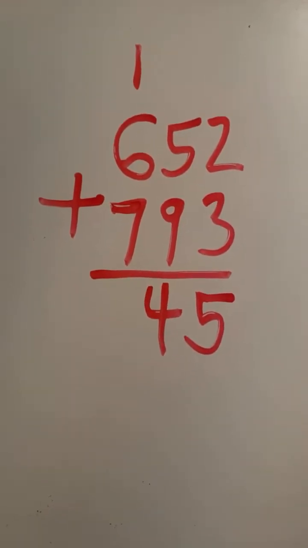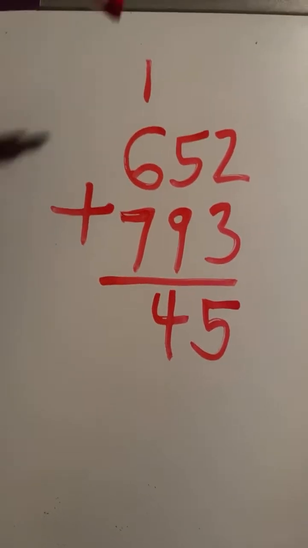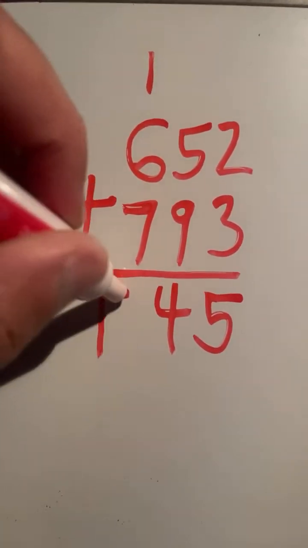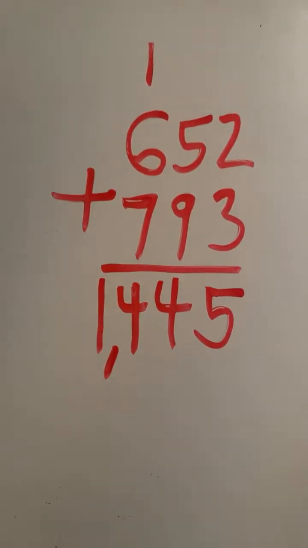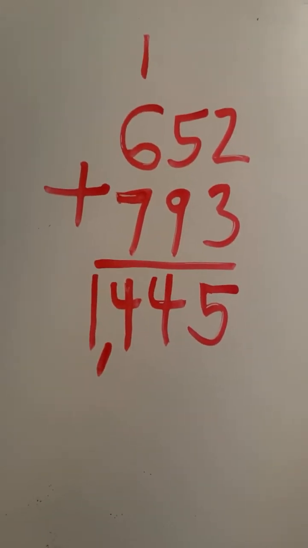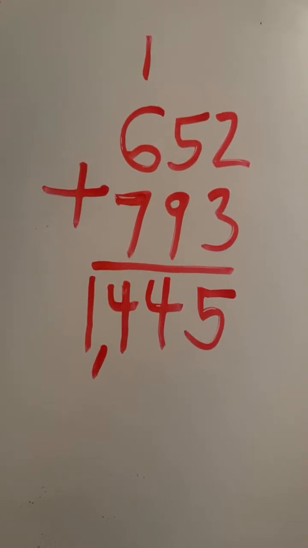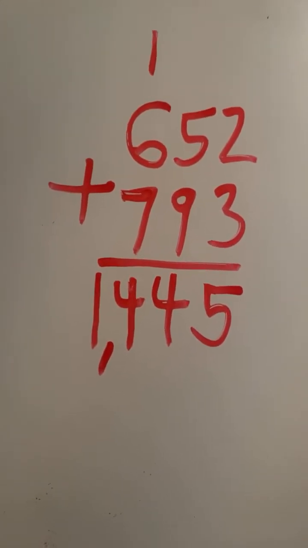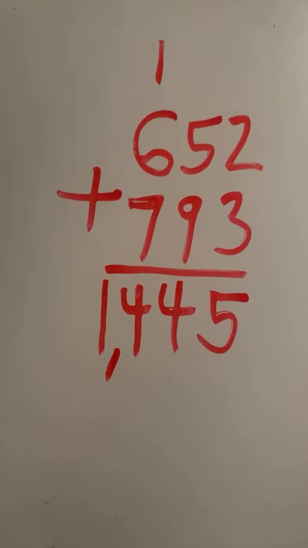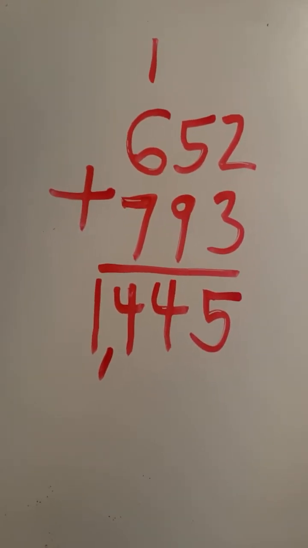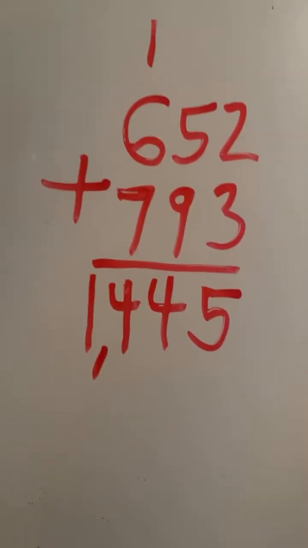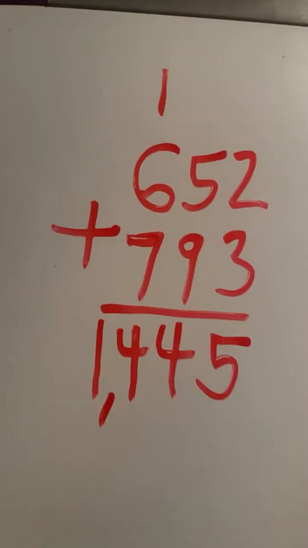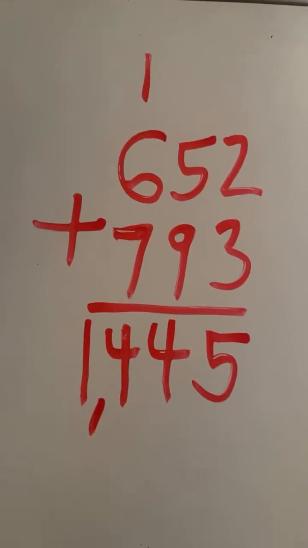6 plus 7 equals 13. Plus 1 equals 14. And we have our final answer. 652 plus 793 equals 1,445. All right, moving on to the next example problem.